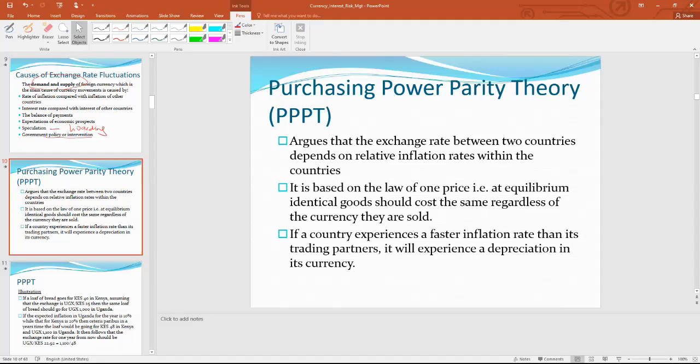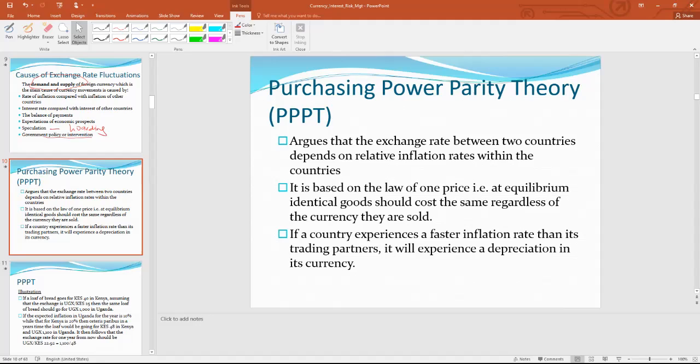Which implies that if we have two markets, let me give the case of Kenya and Uganda, and you have one commodity, let's say a car. If the price of the car in Kenya is 1 million, let's say 2 million Kenya shillings, it ought to go at the same price in the Ugandan market, after converting the Kenya shillings to Uganda shillings. That commodity needs to go for the same exact price also in Uganda. This is called the law of one price.